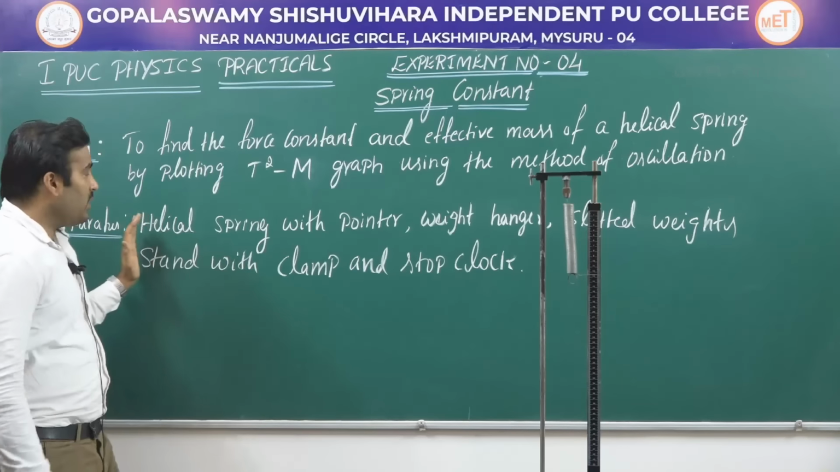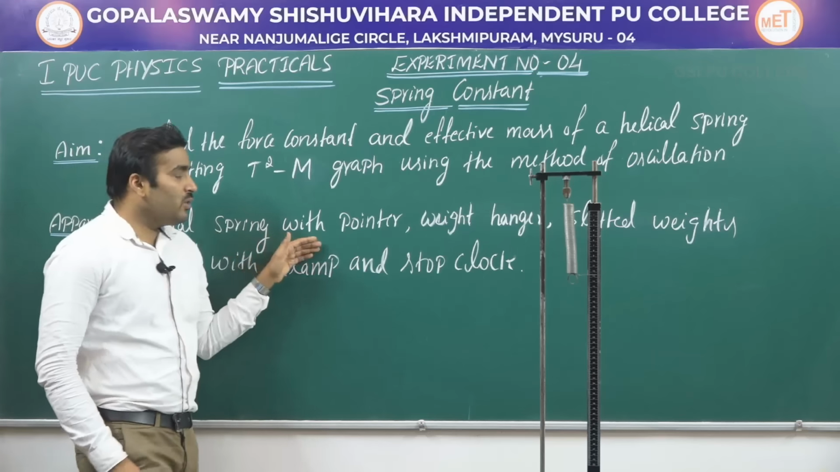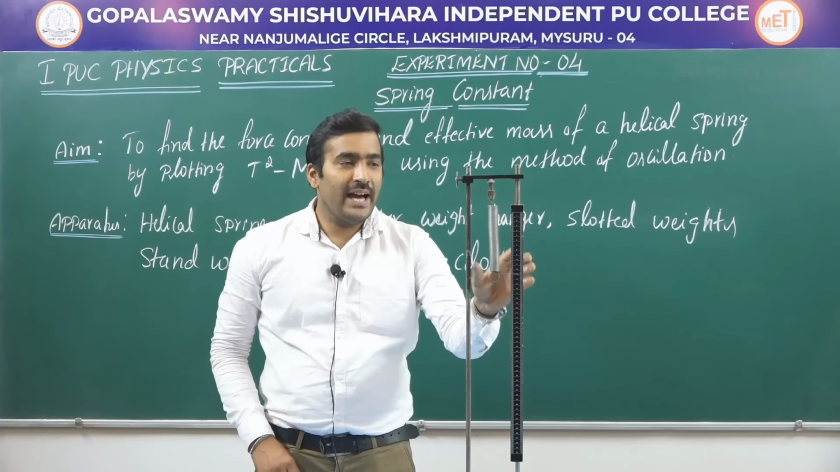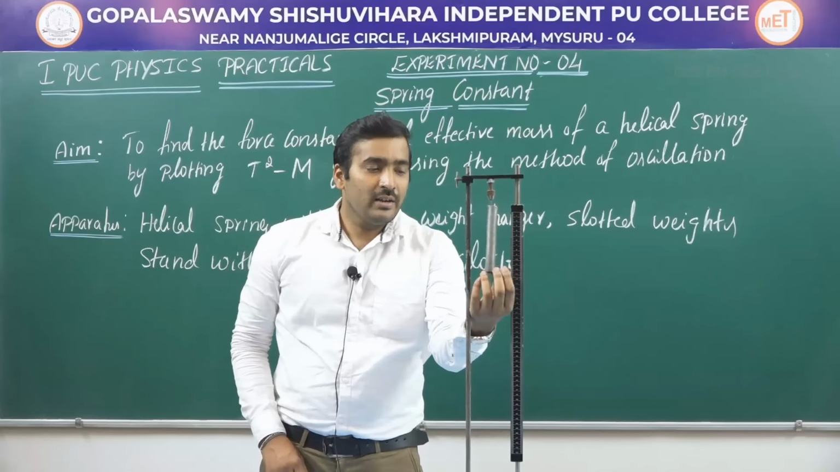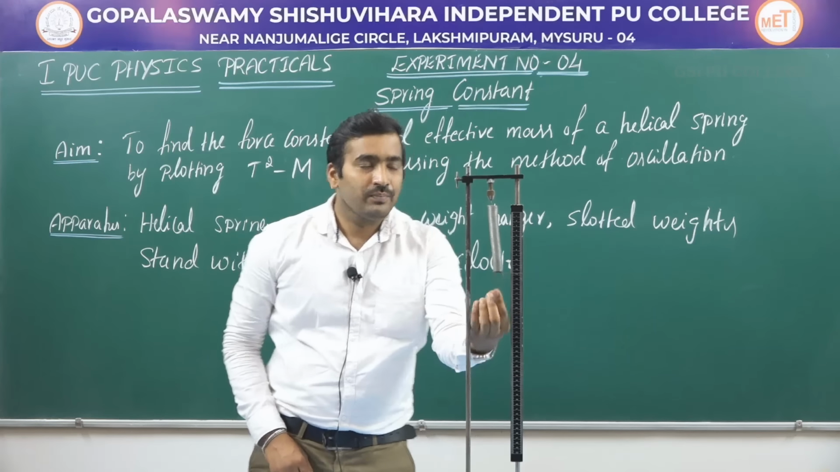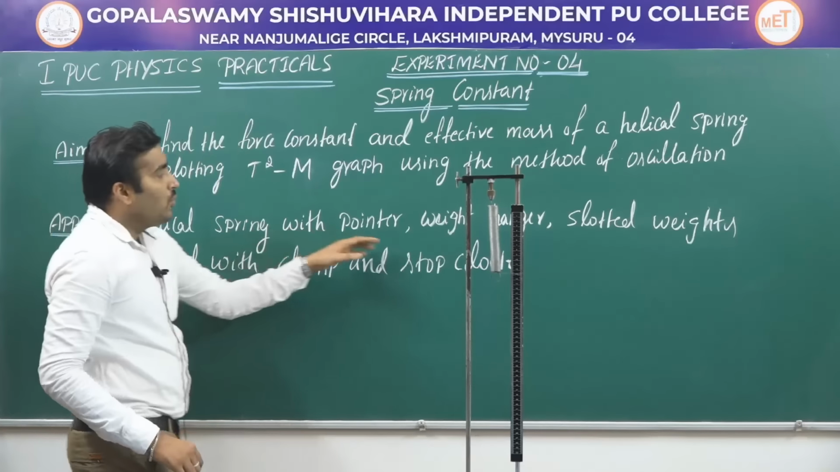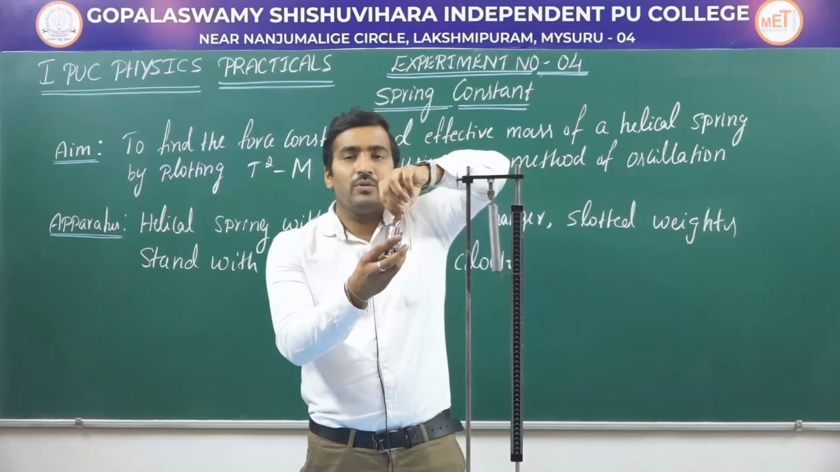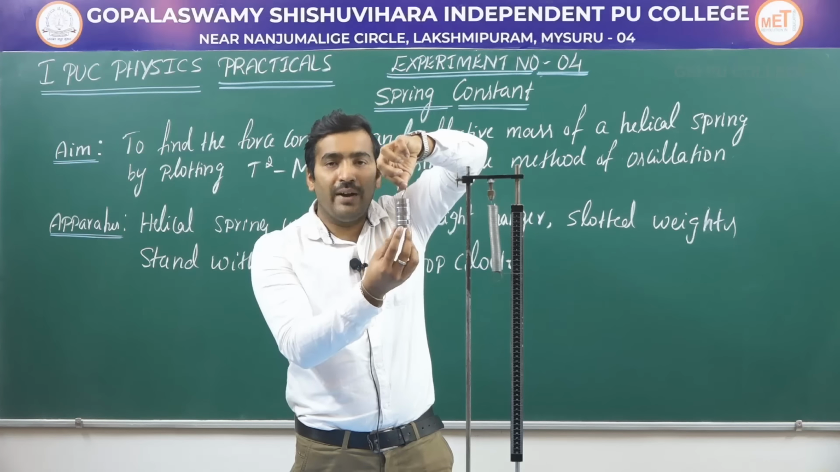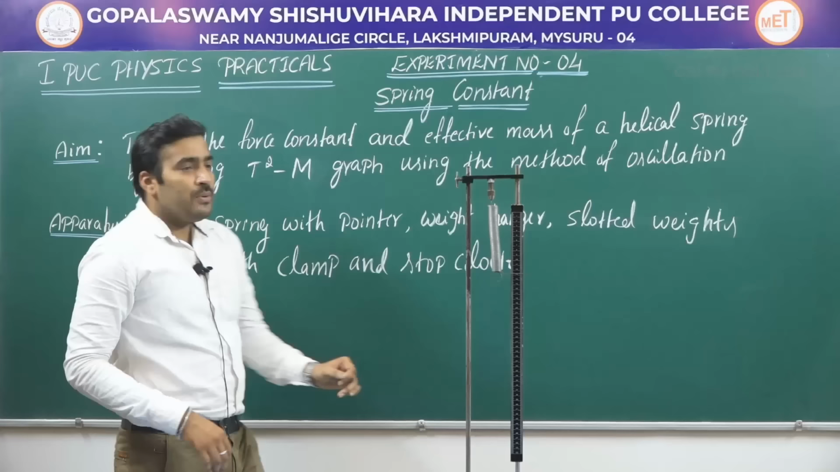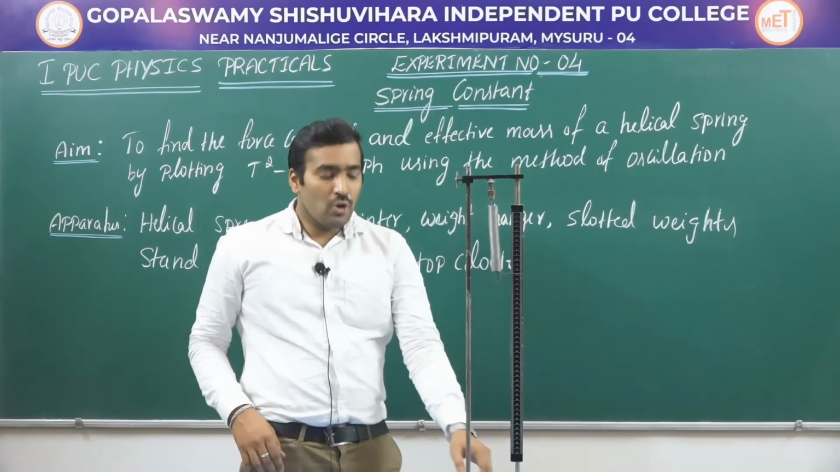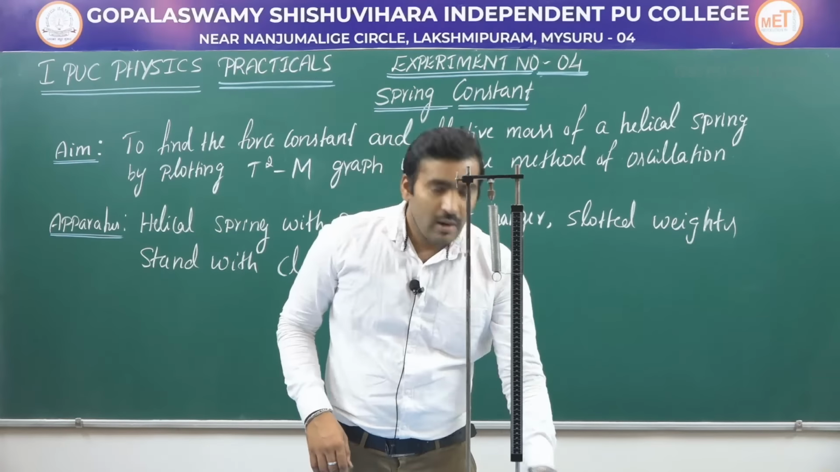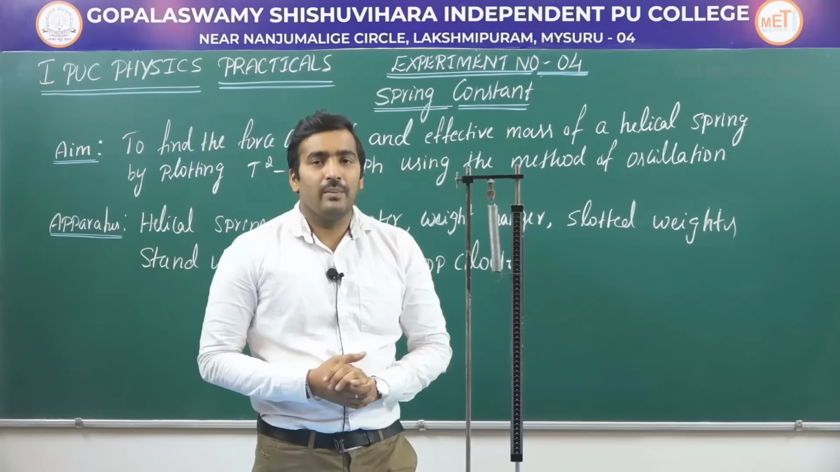Okay, let's look at what are the apparatus required for this experiment. So the apparatus required are helical spring with a pointer. You can see here, this is a helical spring which is attached to a stand and it has a pointer here. Next, a weight hanger. You can see here, we have a weight hanger with slotted weights. Then a stand with a clamp, and then we need a stopwatch. So here it is a stopwatch. So these are the apparatus required for this experiment.